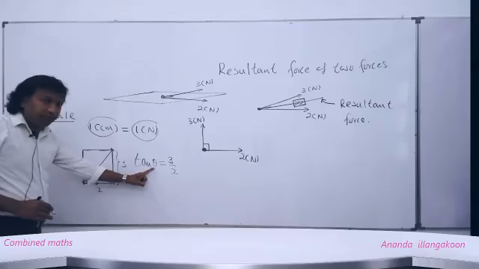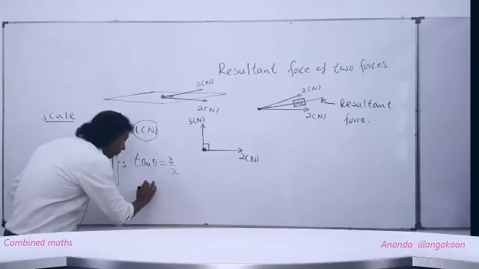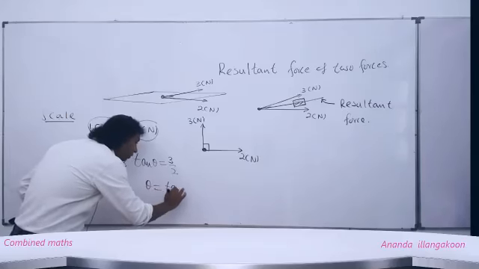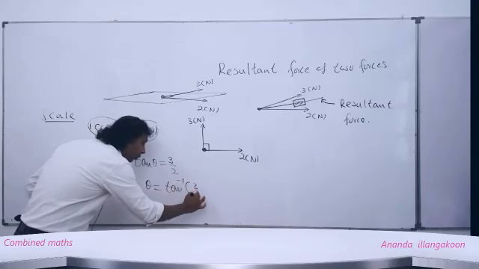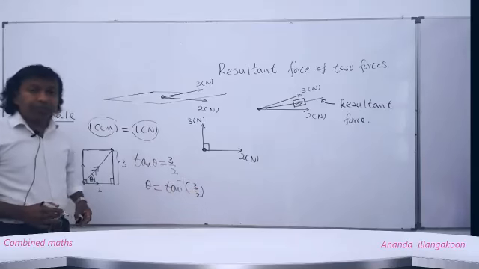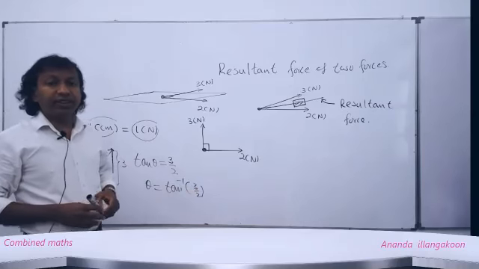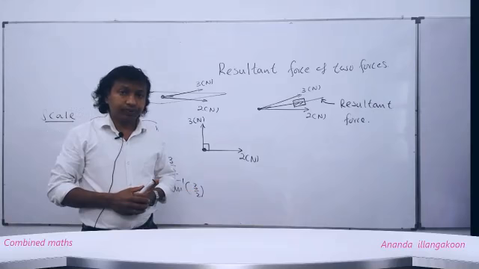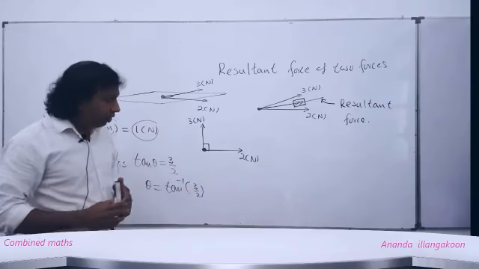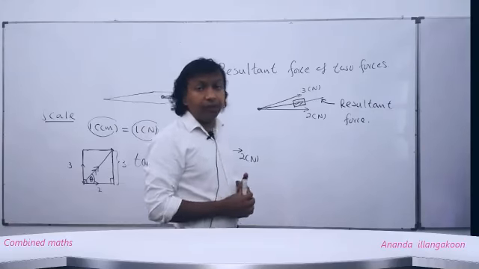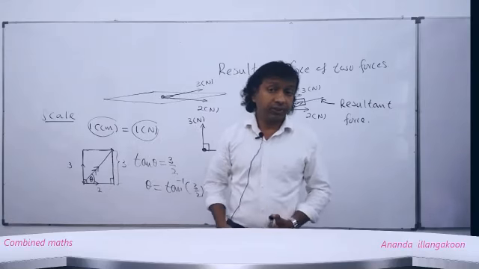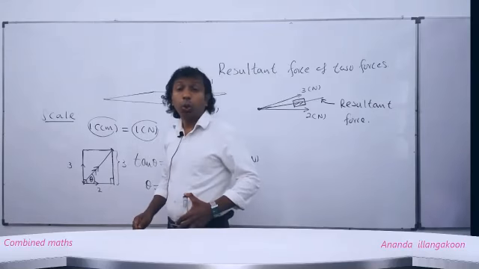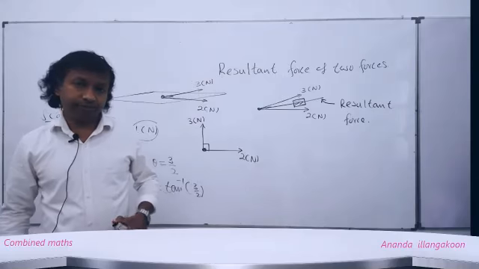Now using the tan table, we can find this theta. Theta is tan inverse 3/2. That is how we find the resultant force of these two forces. This one we again discuss in detail under our applied maths syllabus, under coplanar forces.